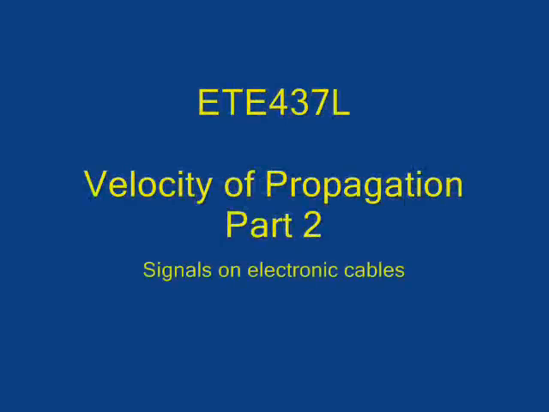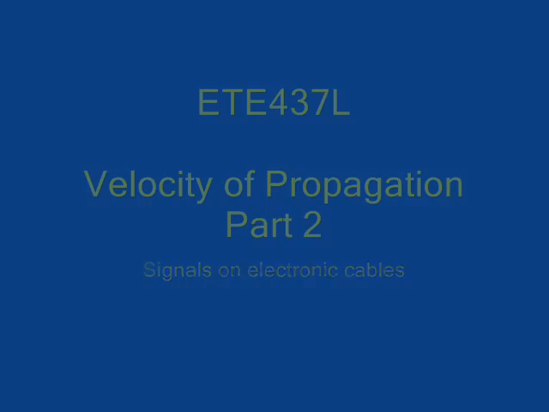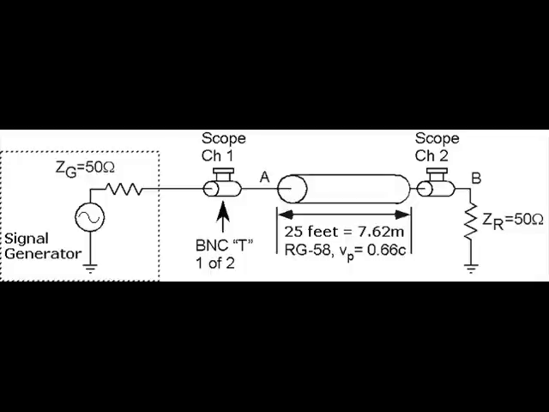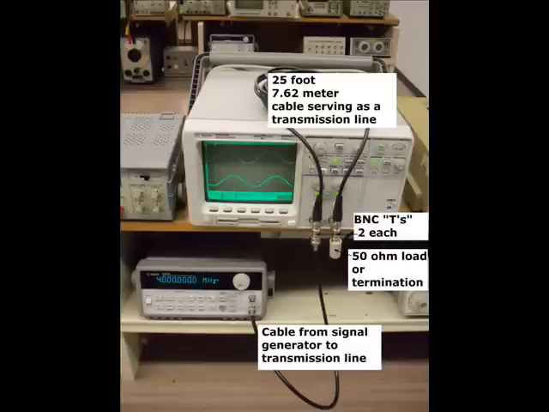In this second part of the laboratory, we will measure the speed of an electronic signal on a cable. Because the velocity of propagation of electronic signals is much greater than sound, more than 1,000,000 meters per second, we need to have a greater distance between signal measurements. Fortunately, this is easily accomplished by using a long cable. In our case, a 25-foot or 7.62 meter cable.